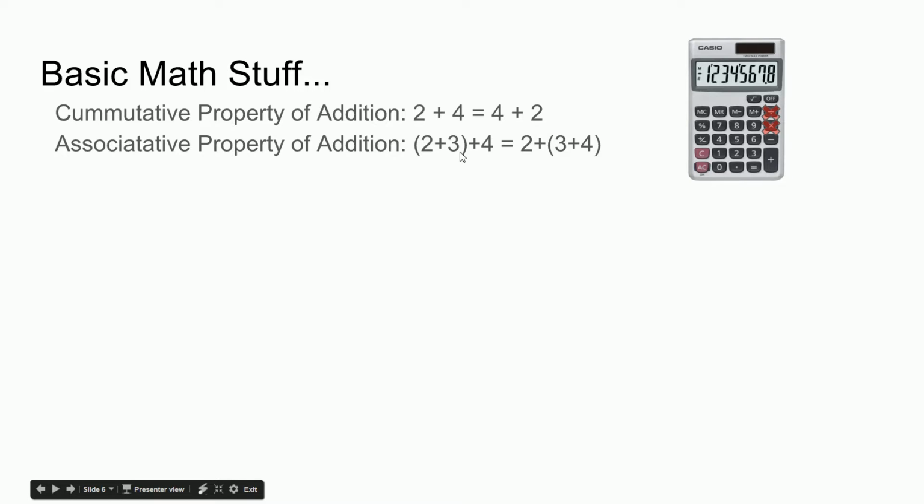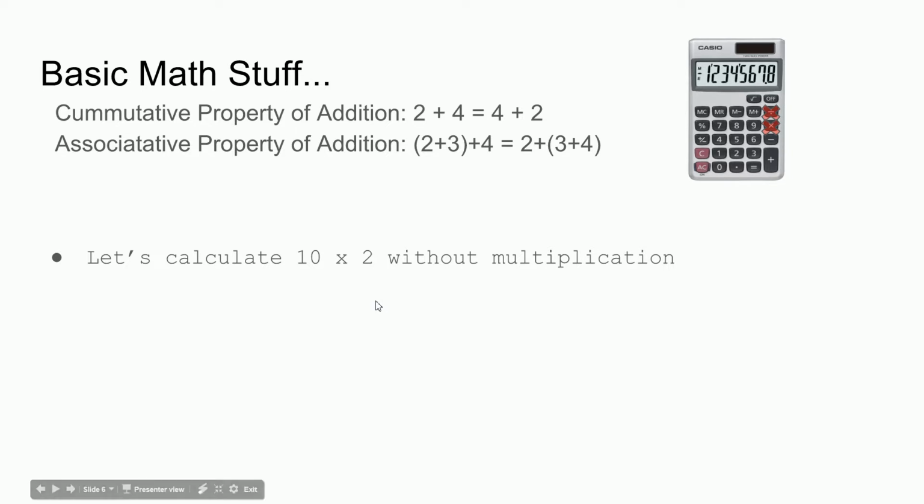So 2 plus 3, and that quantity added to 4, or 3 plus 4, and that quantity added to 2. If we use these rules, we can do something interesting. Let's say you do want to do some multiplication, but we can't use that x up there because it's not there. Let's say we want to do 10 times 2. Well, what we could do is write the 2 out 10 times and then add them together. So how many steps does that take? 1, 2, 3, 4, 5, 6, 7, 8, 9 operations, or 9 steps to accomplish that.